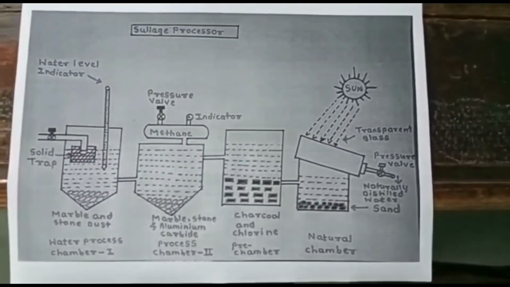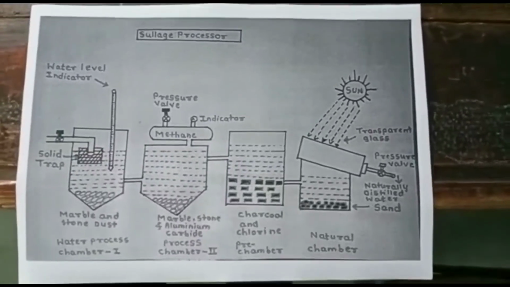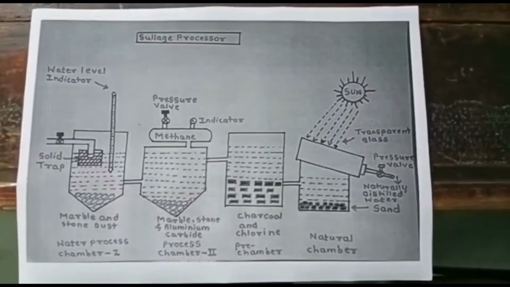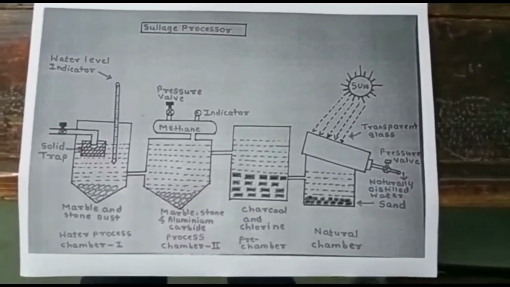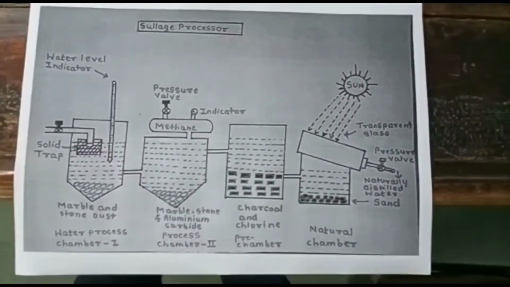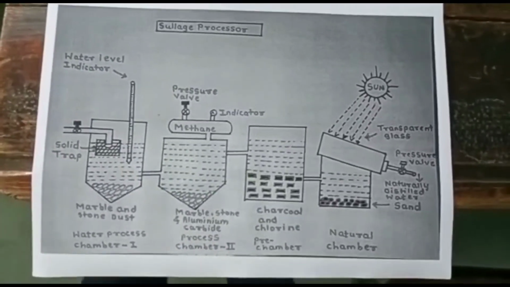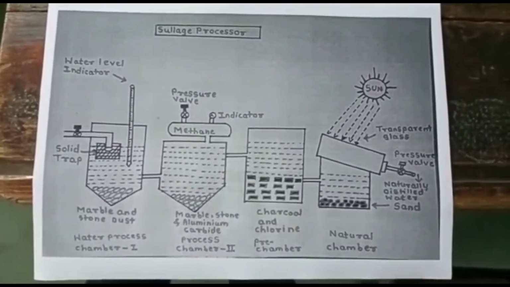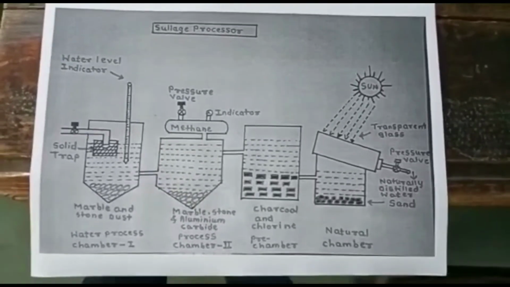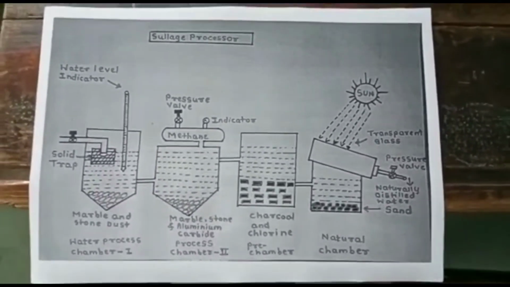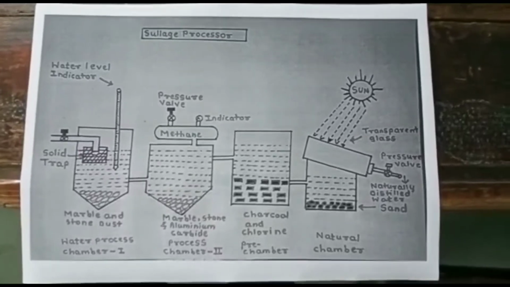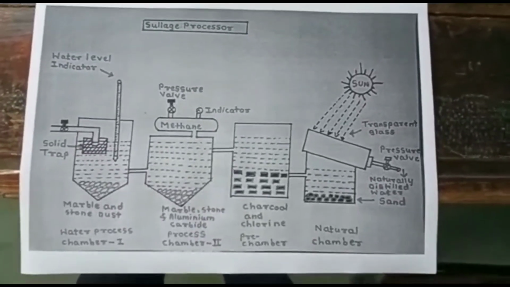It basically consists of four chambers connected with each other such that they form a closed chain. The first one is the water process chamber number 1, the second one is the normal process chamber number 2, the third one is the pre-chamber, and the fourth one is the natural chamber.